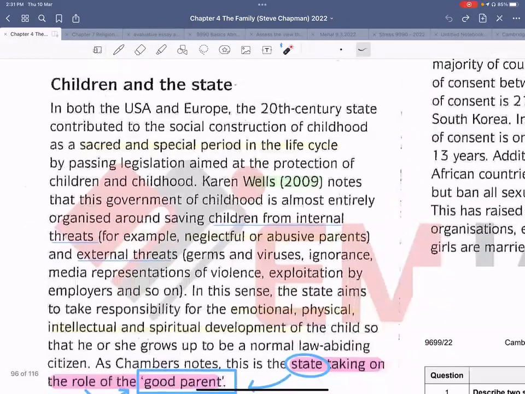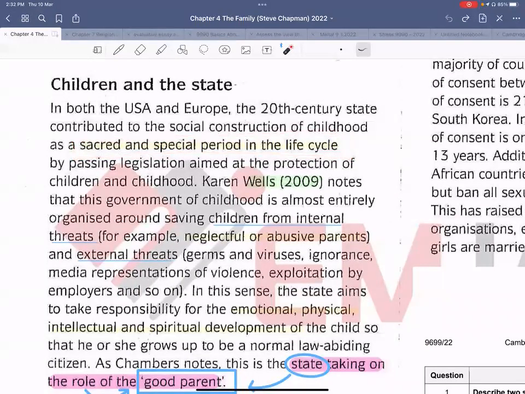Now, with the passage of time, since the nature of childhood, the experiences of childhood were changing, right? अब आपके पास स्टेट की इन्वॉल्वमेंट भी ज्यादा होना शुरू हो गई. जब हम स्टेट की इन्वॉल्वमेंट की बात करते हैं तो the state started recognizing that childhood was a sacred and special period of an individual's life.